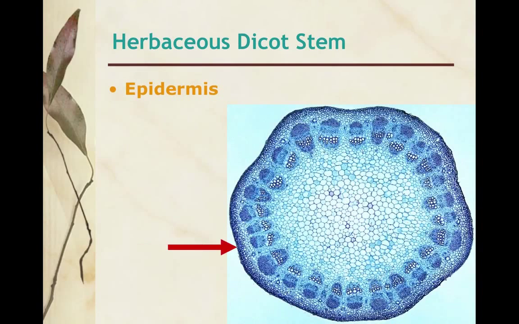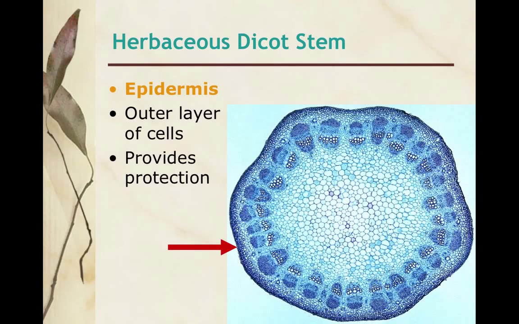Okay. This is a herbaceous dicot stem. So you might want to highlight that because this is not a tree. Think it's like a green plant with a green stem. So this is what it looks like. That's got its epidermis, its outer layer of cells, and it provides protection.